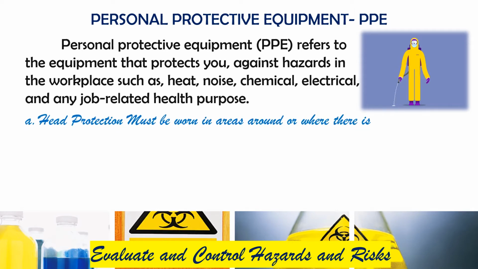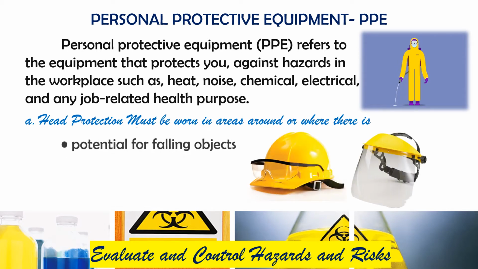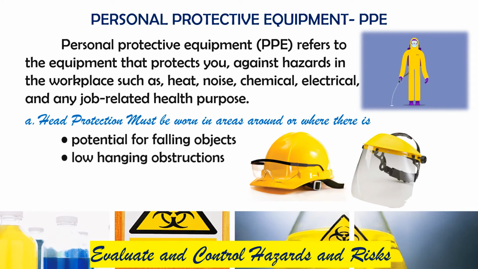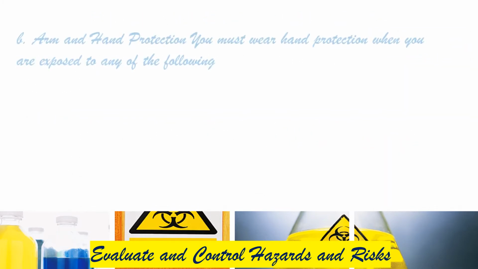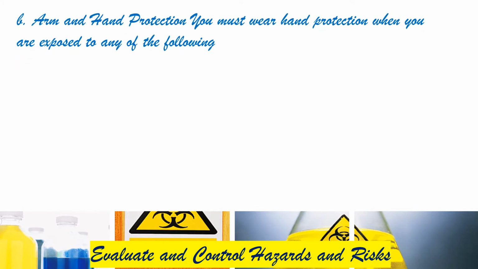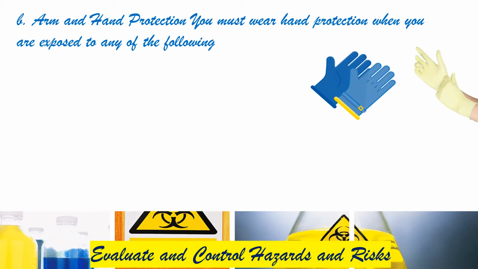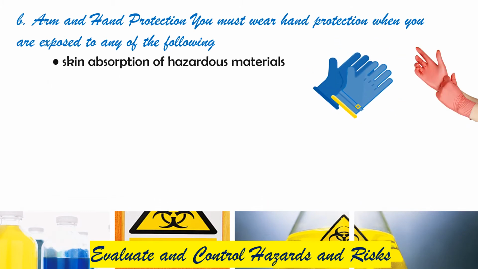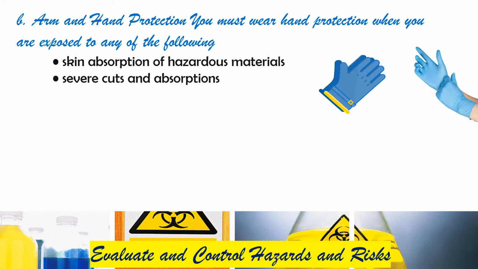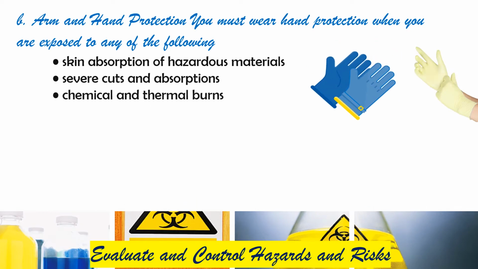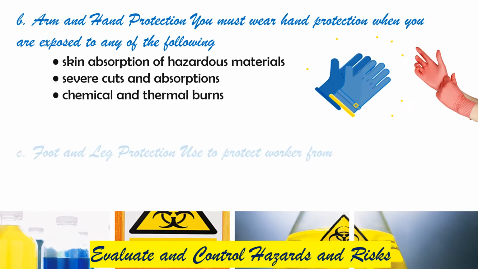First is head protection, which must be worn in areas around or where there is potential for falling objects, low-hanging obstructions, and electrical hazard. Next, arm and hand protection. You must wear hand protection when you are exposed to any of the following: skin absorption of hazardous materials, severe cuts and abrasions, chemical and thermal burns.